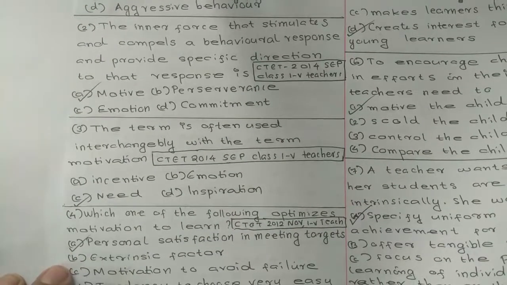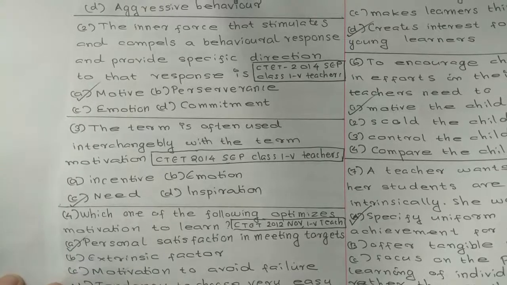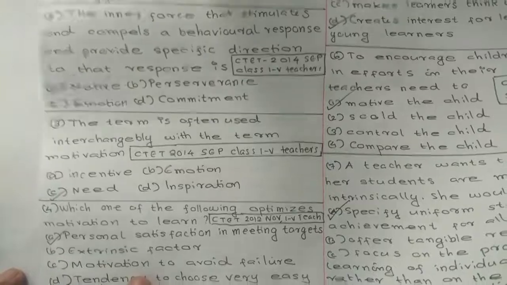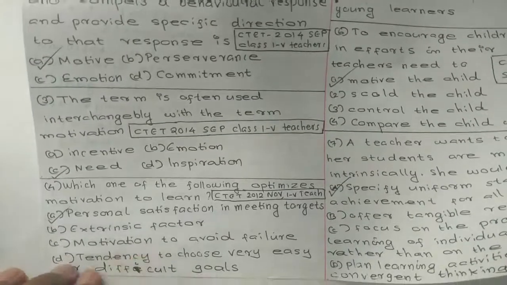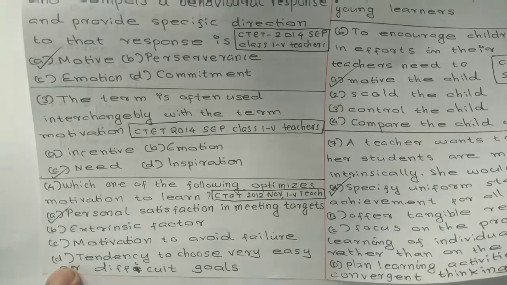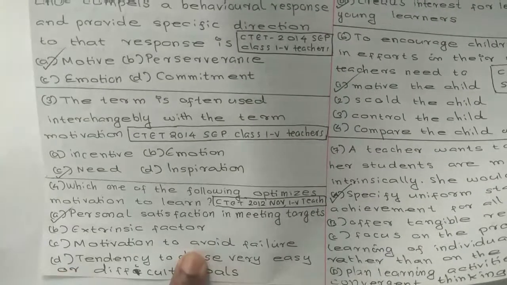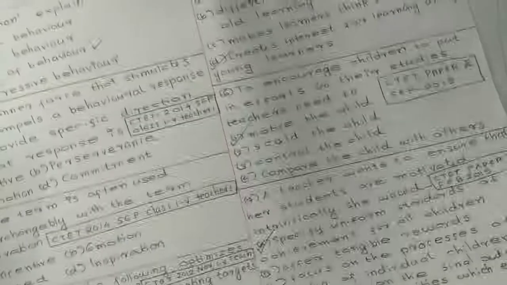Which one of the following optimizes motivation to learn? Options: personal satisfaction in meeting targets, extrinsic factor, motivation to avoid failure. Option D, tendency to choose very easy or difficult goals. The answer is personal satisfaction in meeting targets.